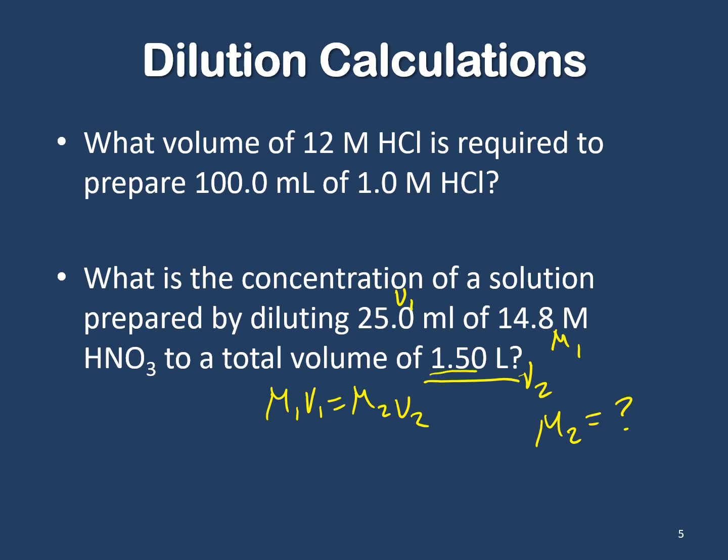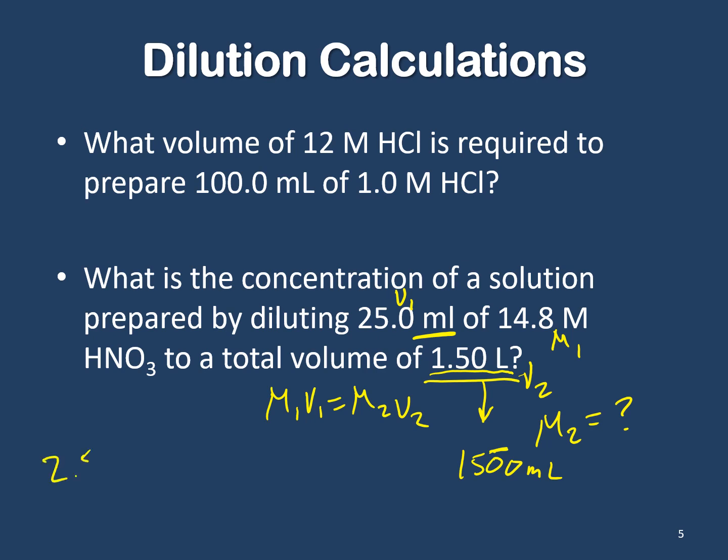You might notice that our V2 is in liters and our V1 is in milliliters. It does not matter which direction you convert these two numbers, they just need to be in the same units. So I'm going to convert liters to milliliters. I know that 1.5 liters is 1500 milliliters. Now I'm going to put a bar here over this 0 to indicate that it does count as a significant figure. So let's plug in values and go from here.